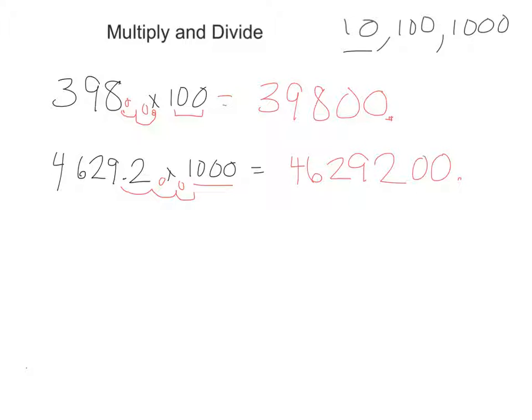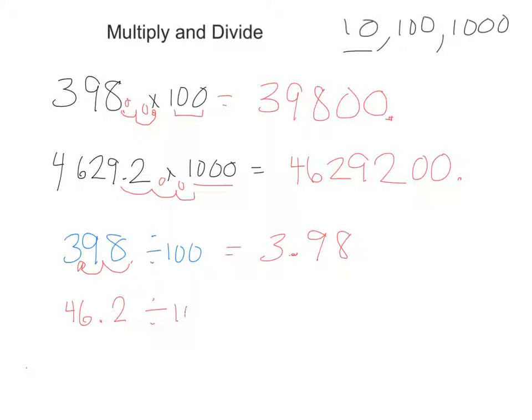Dividing is just the complete opposite. So if we had 398 divided by 100, we're going to take that decimal that's at the end and we're going to move left 2 spots. So my new answer is 3.98. And let's do 46.2 divided by 10. So we're only going to move that decimal once to the left, and that becomes 4.62.